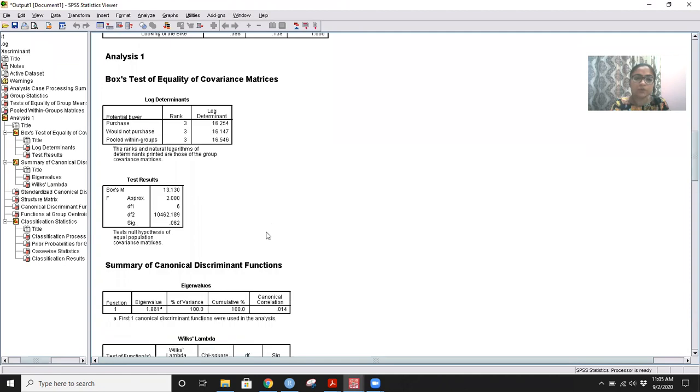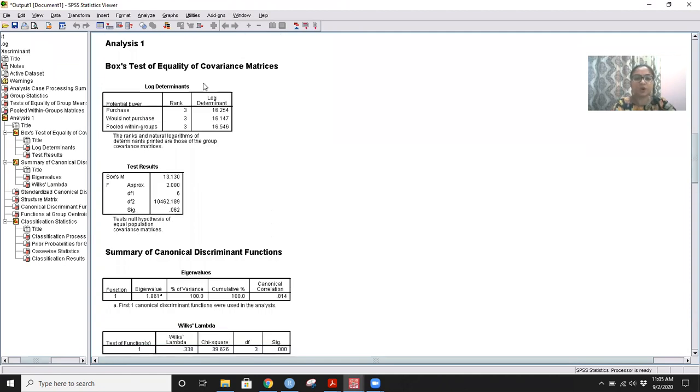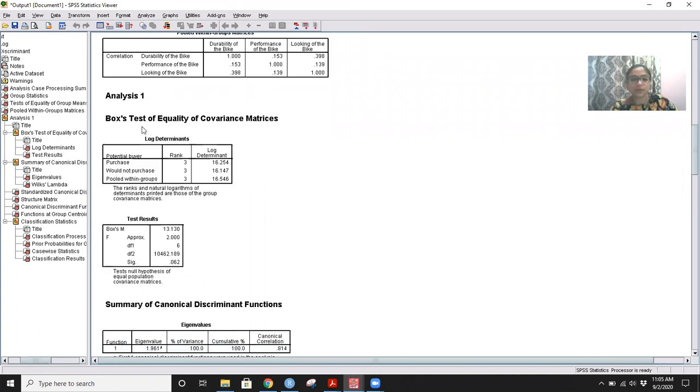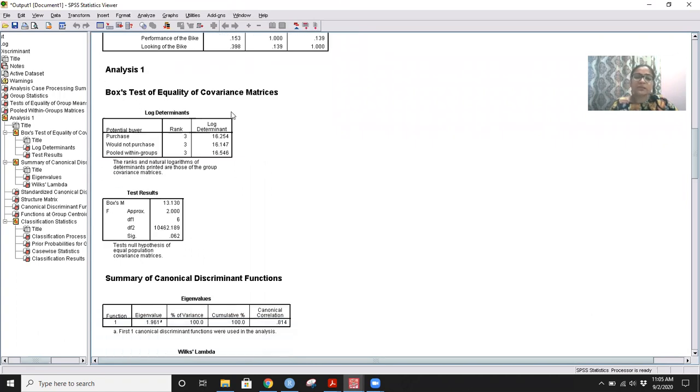Now we're going to move to here, Box's test of equality of covariance matrices. Okay, so just a quick recap: dependent variable is purchasing a bike or would not purchase a bike, and independent variables are 3 attributes in the bike: durability, performance of the bike, and looking of the bike. Okay, so Box's test of equality of covariance matrices.